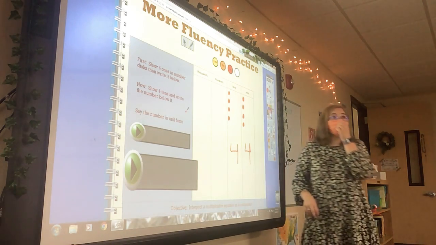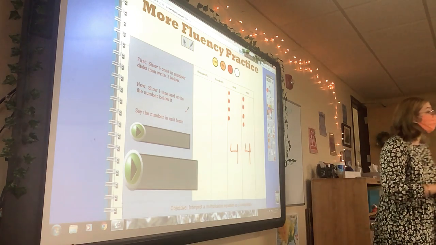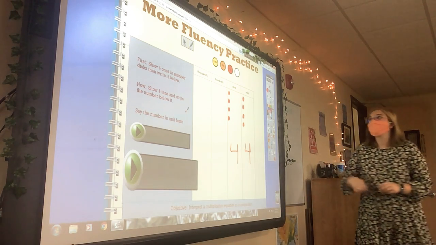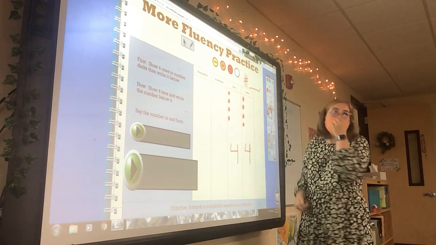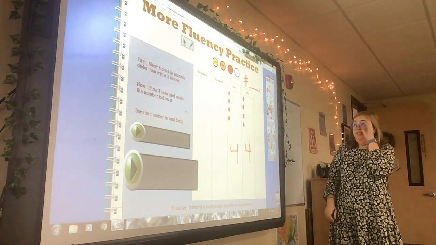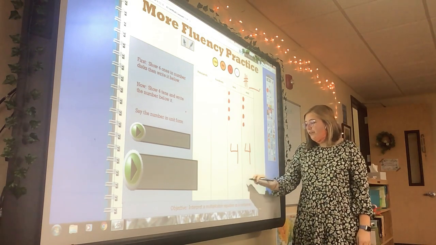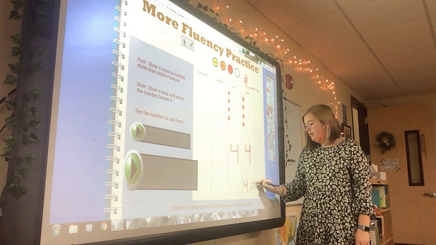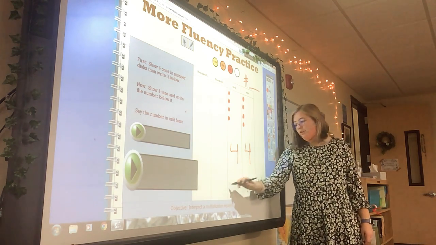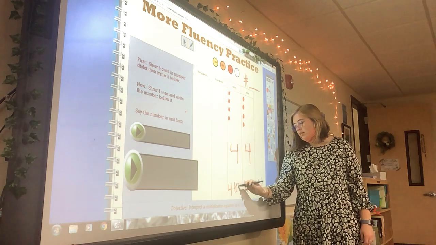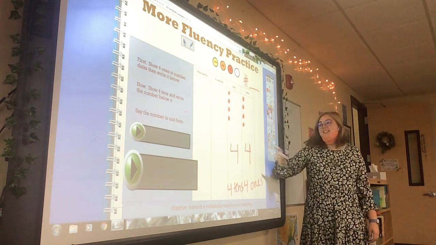Okay. So unit form. This might be a little review or this might be new. Unit form means that there's a number and then a word. And I'll show you what that means in a second. So this means that we have 4 ones. And how many tens? 4 tens. Okay? So this number, 44, that's standard form.